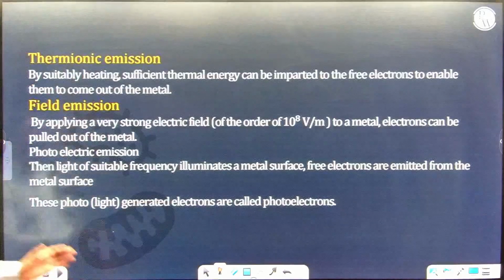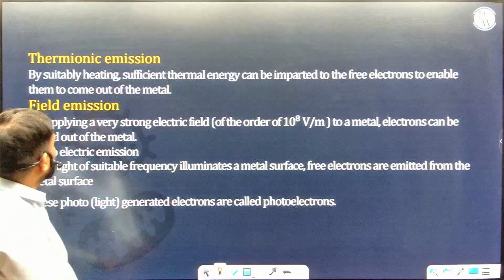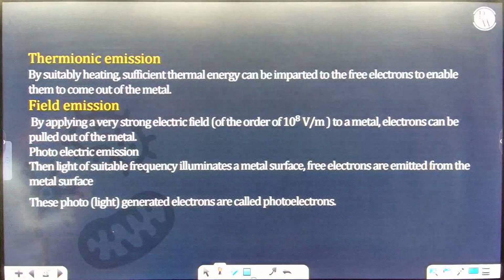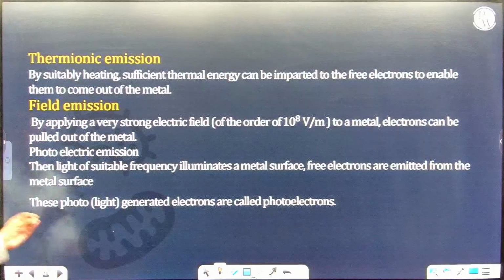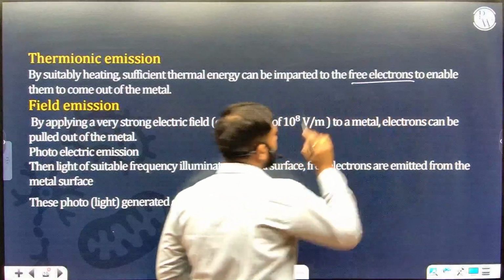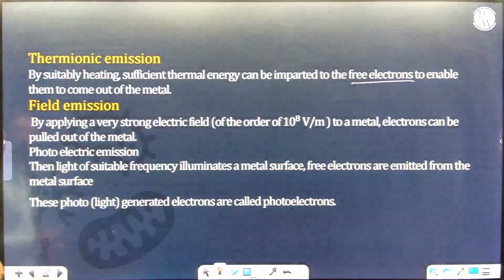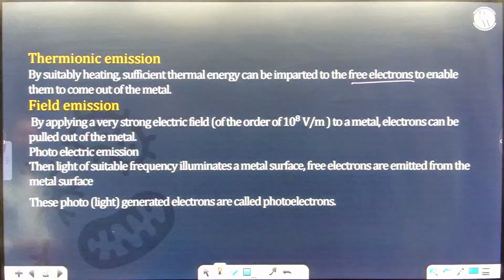Different types of emissions. First one they have mentioned is thermionic emission, that means due to the heat. So we can say by suitably heating the metal surface, sufficient thermal energy can be imparted to the free electrons from the surface of the metal, so that they can be ejected out from the metal. They can come out of the metal.